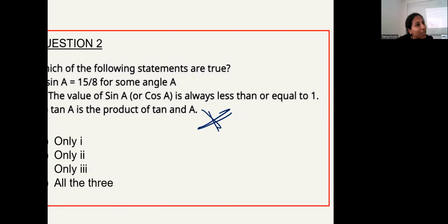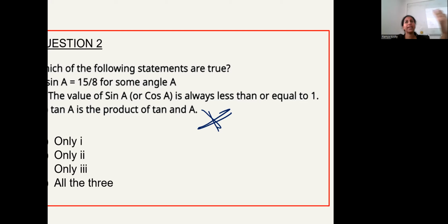What is the value of 15 by 8? Sin A equals 15 by 8. What is sine? Sine is opposite by hypotenuse. Hypotenuse is always the largest side in a triangle, right? Opposite side has to be less than hypotenuse. That means the numerator must be smaller than the denominator. You must only get a proper fraction.